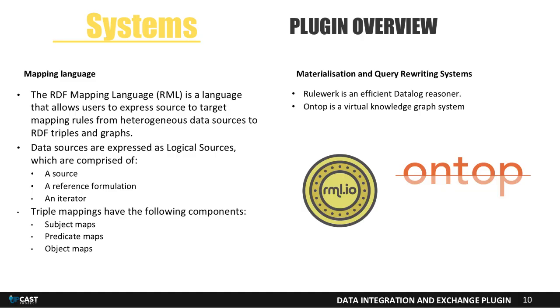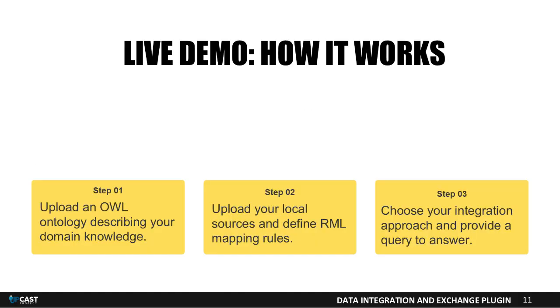SPARQL queries. Now, RML mapping rules can be hard to define, and any syntax errors will very likely not result in a successful integration. Because of this, we provide a graphical interface that can guide users through the entire process. To successfully use this system, we expect the user to be familiar with semantic web technologies, namely OWL to define ontologies, RDF triples and graphs, SPARQL as a query language, and of course RML.